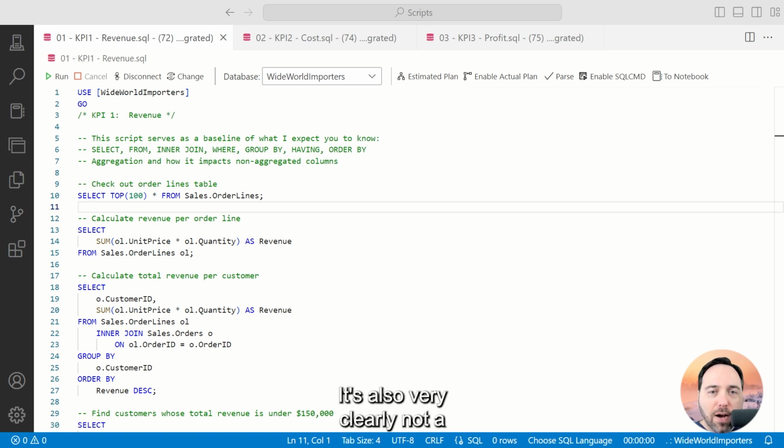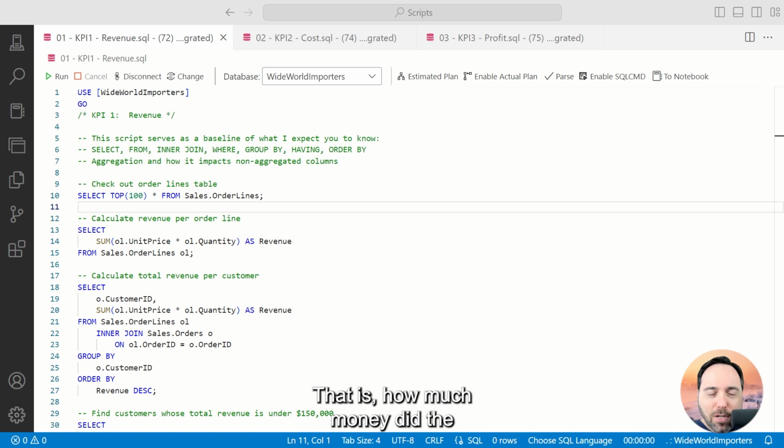It's also very clearly not a data warehouse, making some of the queries we will want to write a bit more challenging. And for the purposes of showing you different analytic query writing techniques, that's a good thing. Anyhow, the first KPI we will look at is revenue.